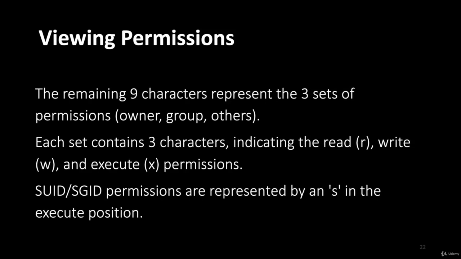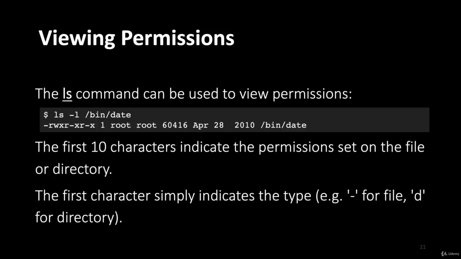The remaining 9 characters represent the 3 sets of permissions: owner, group, and others. Each set contains 3 characters indicating the read, R, write, W, and execute, X, permissions. SUID and SGID permissions are represented by an S in the execute position. So if we go back to the output of this command, the file is owned by root and is in the root group.